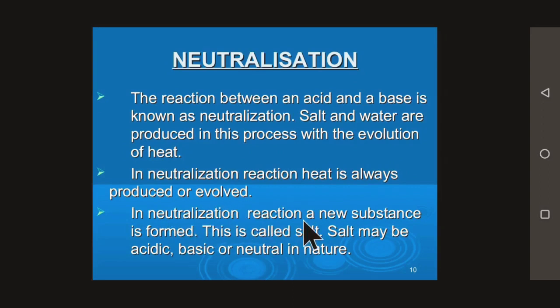In neutralization reaction, a new substance is formed, and this is called salt, and salt may be of three types, that is acidic, basic or neutral in nature. What do you mean by acidic salt? When a strong acid reacts with a weak base, it gives rise to acidic salt. When a strong base reacts with a weak acid, it gives rise to basic salt. And when a strong acid reacts with a strong base, it gives rise to neutral salt.